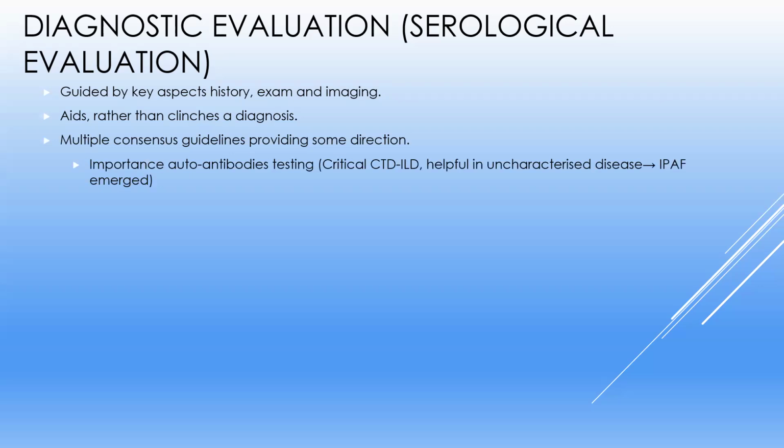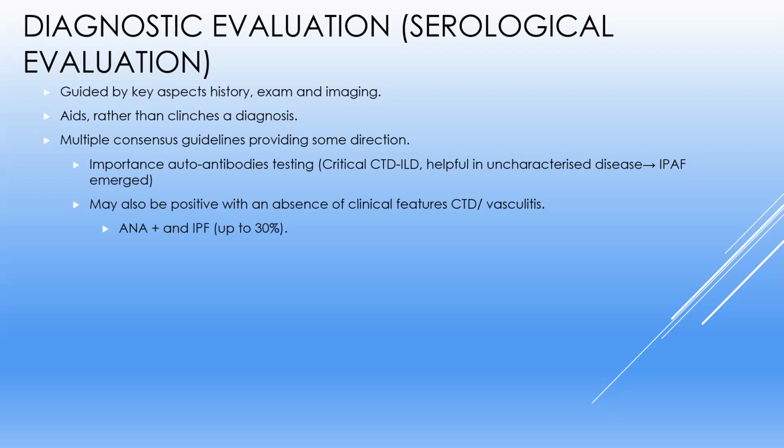Obviously, the importance of autoantibodies is critical in connective tissue disease, as per our EULAR/ACR guidelines, and they may be helpful in a previously uncharacterized disease that emerged called IPAF, which some might argue is man-made, but it can help provide some therapeutic and diagnostic purposes. It may also be present with an absence of clinical features. There was one study basically showing that 30% of patients with IPF may actually have a positive ANA, but they do not meet criteria for a connective tissue disease.